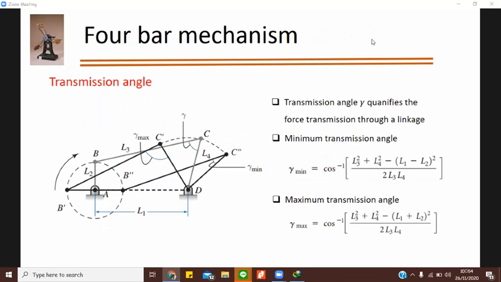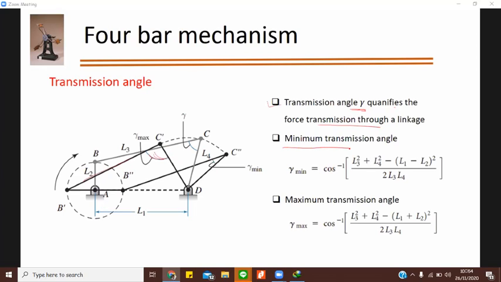In 4-bar mechanisms, there is another term called transmission angle. So what is the transmission angle? Here, this is your crank, this is your rocker, and this is your coupler. Between your coupler and follower, one angle will form that we call the transmission angle. The transmission angle, which I am representing here as gamma, quantifies the force transmission through a linkage. How are you transmitting the force? Through this coupler to this follower.